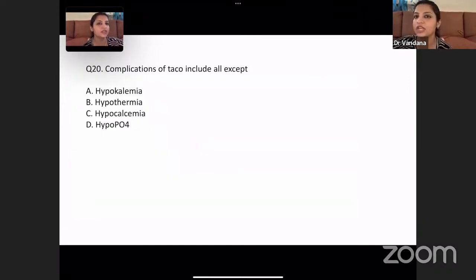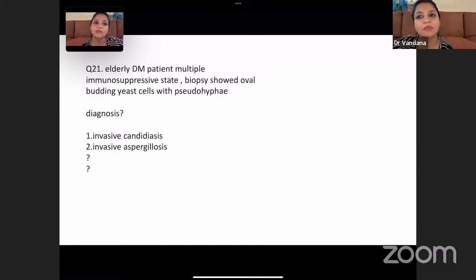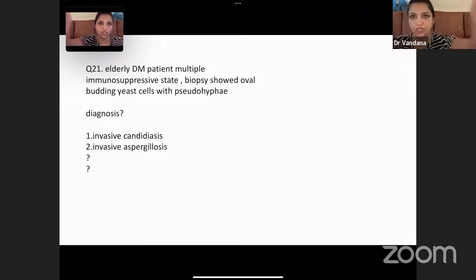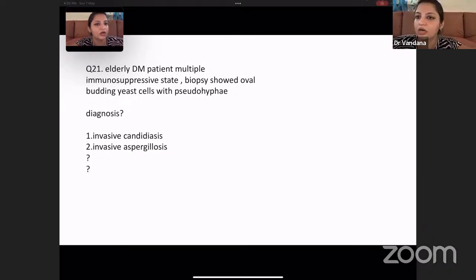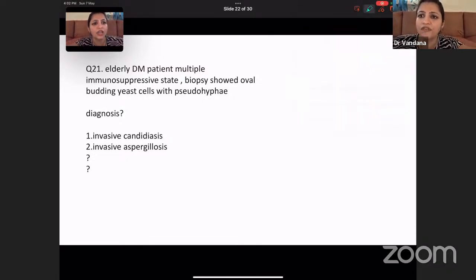So, complications of TACO. This is just a complication of massive transfusion, guys. All of you know that. Hypocalcemia usually doesn't occur, right? Then an elderly patient presenting, again that was a repeat question. This was an elderly diabetic patient with an immunosuppressive state showing oval budding yeasts. Whenever you see budding yeast with pseudo hyphae, this is nothing but Candida.